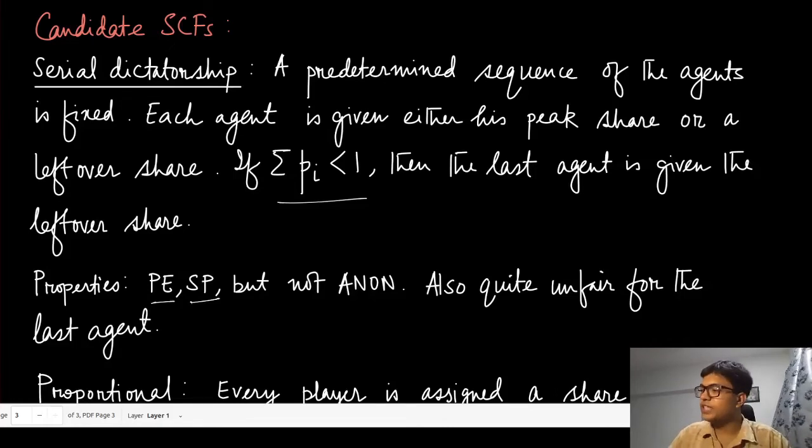But what you can observe is that this mechanism is not anonymous, because there exists a predetermined sequence, and all the shares are written with respect to their names. So if we change the permutation, or if we rename them, the predetermined sequence will still go with respect to that ordering, which are the numbers. Because the agents and their peaks have been switched, they will now get a different allocation. So the allocation does not remain the same, and that's why it is not anonymous. You can think about it a little more carefully and figure out that this is not anonymous.